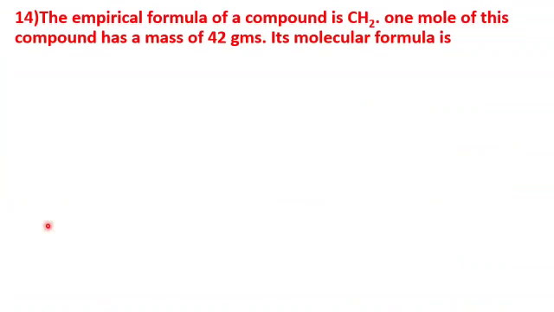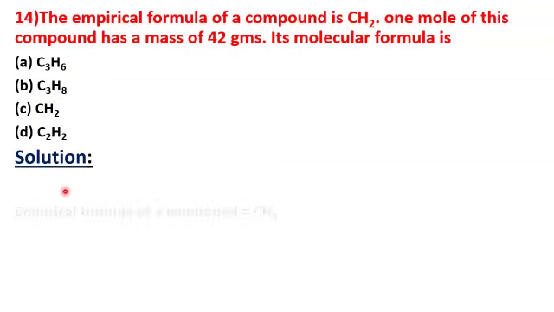Question number 14. The empirical formula of a compound is CH2. 1 mole of this compound has a mass of 42 grams. Its molecular formula is: option A C3H6, option B C3H8, option C CH2, and option D C2H2. Let us solve this one.